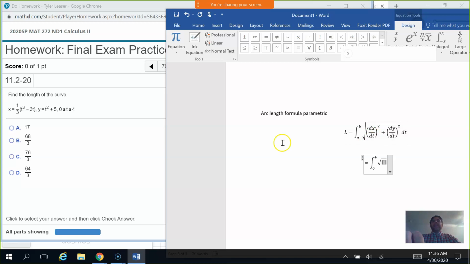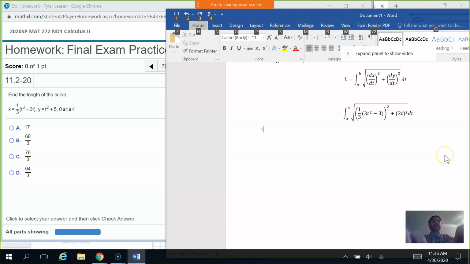The derivative of x with respect to t is going to be a little awful looking, but hopefully not too bad. It might even be easier to distribute the 1/3 into there, but you don't have to. So I'll just leave the 1/3 out in front. Then the derivative of t cubed is 3t squared, minus the derivative of 3t, which is just 3. So it's going to be that whole thing squared, plus the derivative of y, which is just 2t squared, and then dt on the outside.